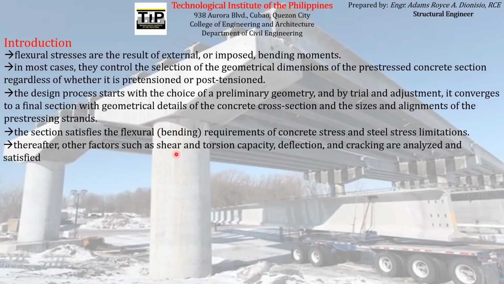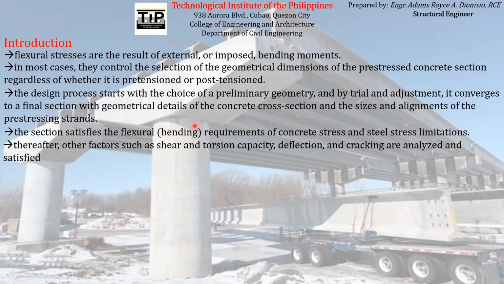Thereafter, other factors such as shear and torsion capacity, deflection, and cracking are analyzed and satisfied. So after you have a final section that satisfies the flexural or bending requirements of concrete stress and steel stress limitations, you have to check as well the other factors such as shear and torsion capacity, deflection, and cracking on that particular section that you have found from initially satisfying the flexural or bending requirements of the concrete stress and steel stress limitations.